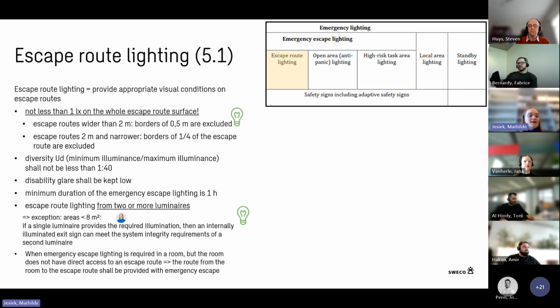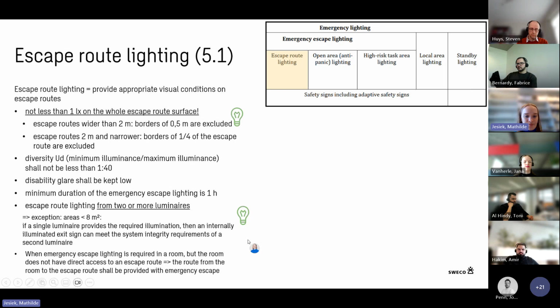One new thing as well is here that from now on, you need redundancy for your escape route lighting. So you will always need 2 or more luminaires on one escape route. So it means if you have a small corridor that in calculation, with one fixture, you will have enough to reach your 1 lux on the whole escape route, according to the norm, it won't be enough. You will need to have 2 fixtures there. They have given one exception for escape routes smaller than 8 square meter. If you have internally lit picto, you can count that also as one of the fixtures.